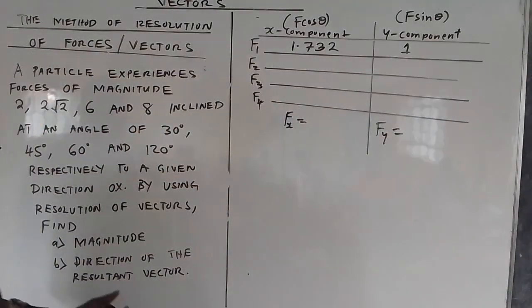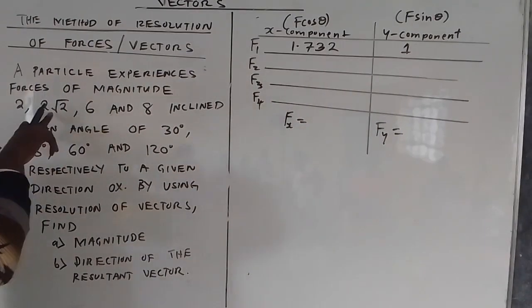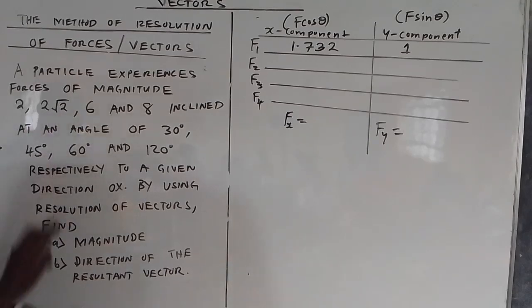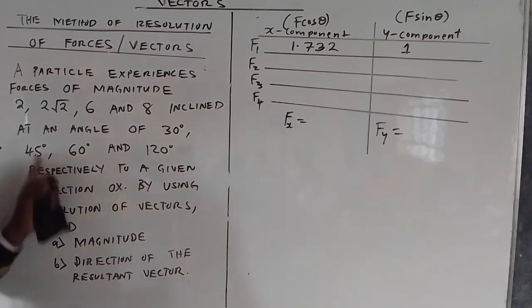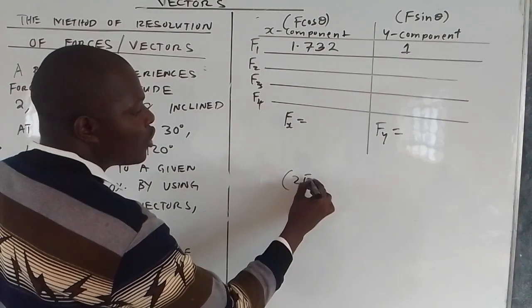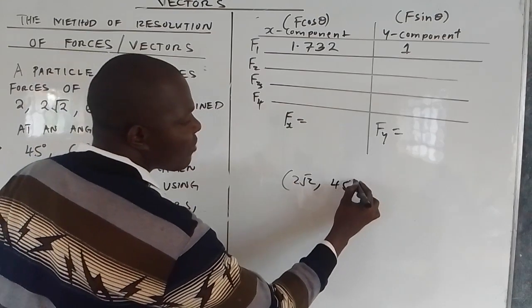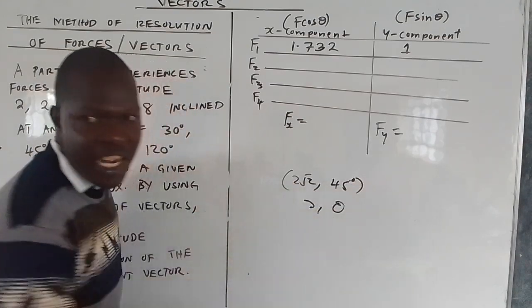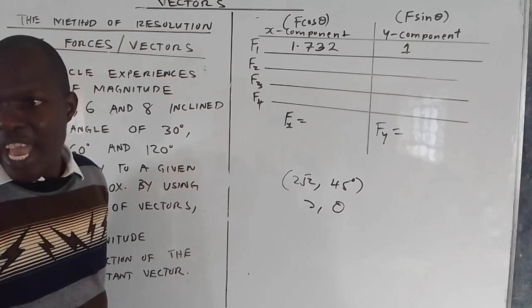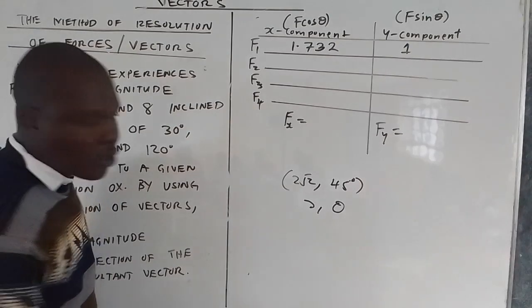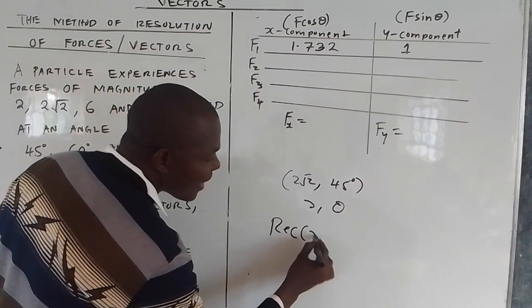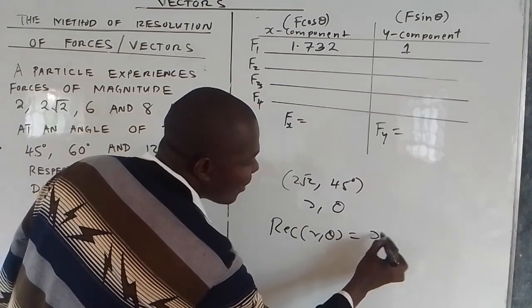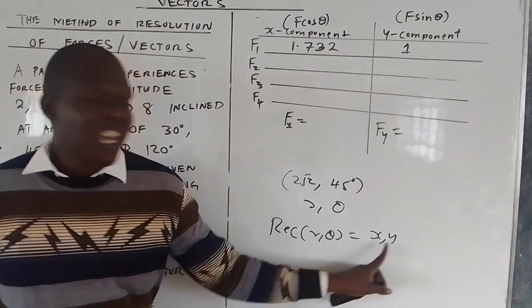Then you go to the next, F2. F2 was 2 root 2 at what angle? At 45 degrees. So we have 2 root 2 acting at 45 degrees. So you see this is r theta, isn't it? But we want it to be xy. Are we together? So you are looking for what is the rectangular form of r theta. The rectangular form of r theta is xy.